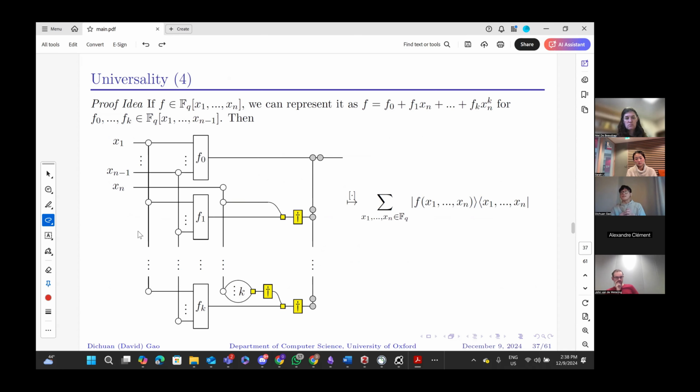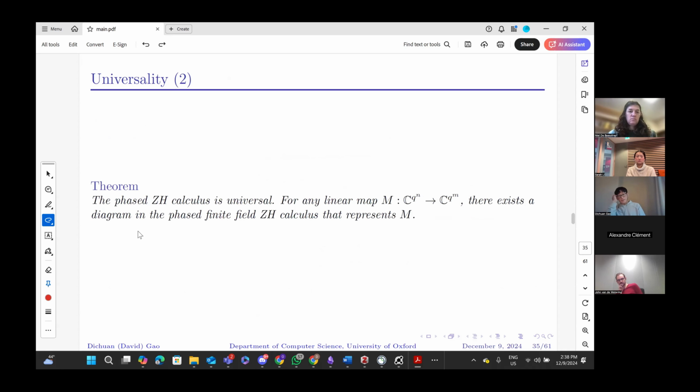So that's the idea of universality. But the conclusion is any linear map can be constructed in the phased finite field ZH calculus. I am working on a version of this which says that any linear map satisfying certain constraints can also be constructed in the phaseless finite field ZH calculus, but that one is still in the works.